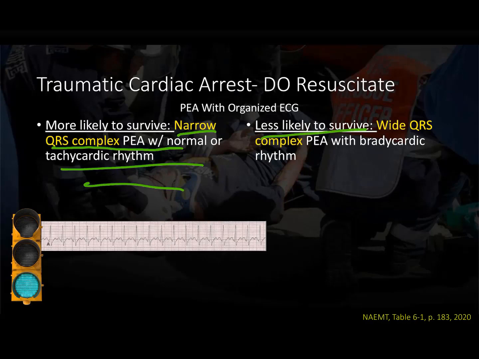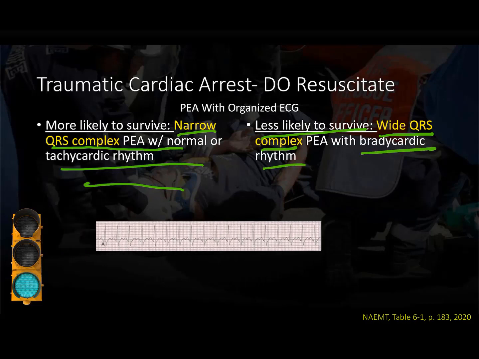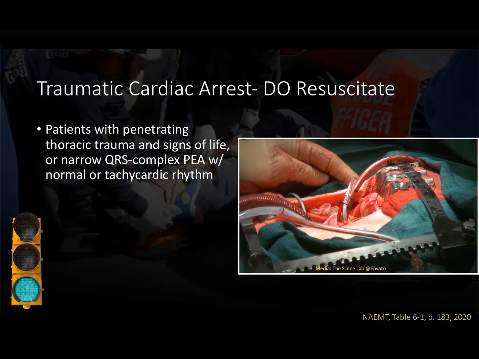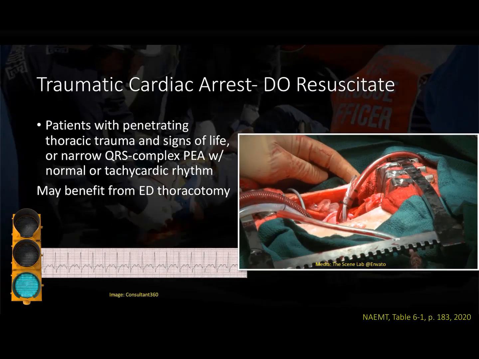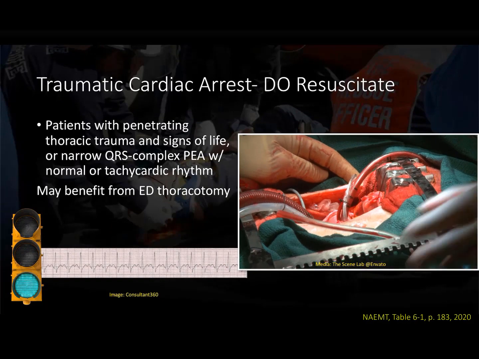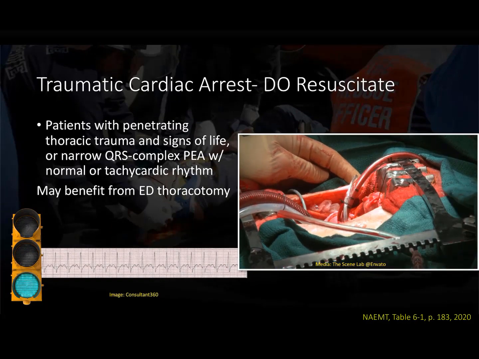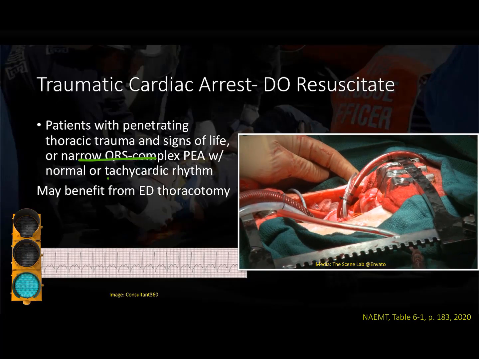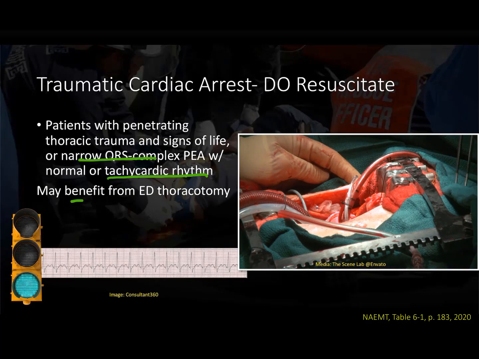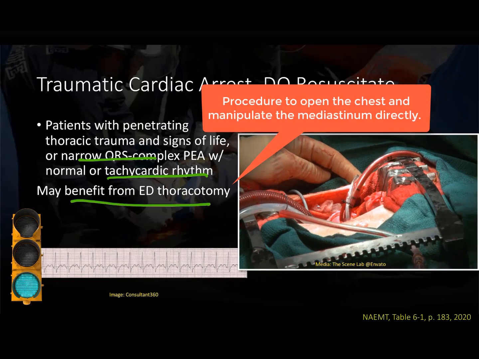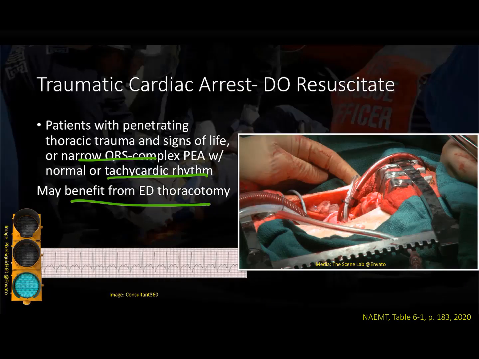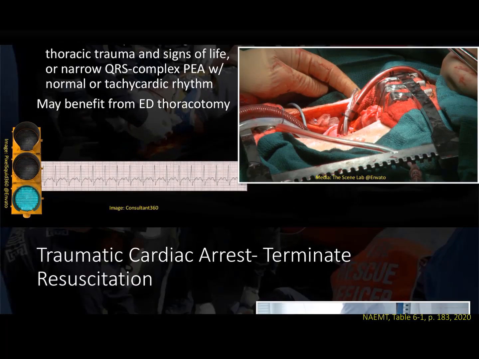We'll find, though, that patients are less likely to survive if they have PEA, but we find wide complex QRS with bradycardic rhythms. And another reason to resuscitate includes managing patients with penetrating thoracic trauma with signs of life. If they have limited signs of life, but they have a QRS complex that's narrow and PEA with normal or tachycardic rhythms, and the patient can benefit from ED thoracotomy, those patients should be resuscitated to get them to that point where ED thoracotomy may reverse their trend.